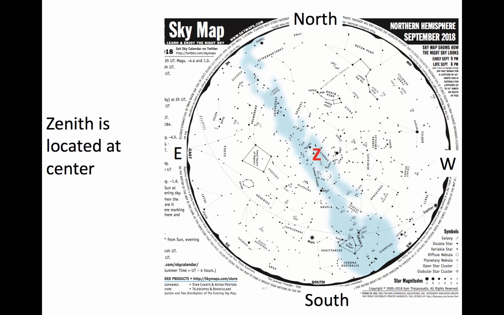The zenith is located at the center of the circular map. Remember that the zenith is located directly overhead. To figure out which stars would be at or near the zenith, you would hold this map over your head so that the Z lines up with your actual zenith. If you are facing south when you do this, you should line up the south part of the map with south in your actual sky.